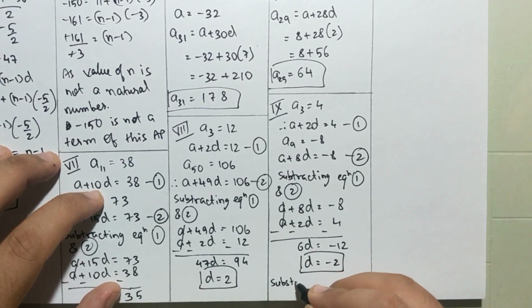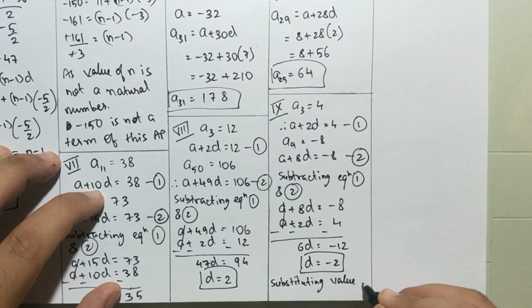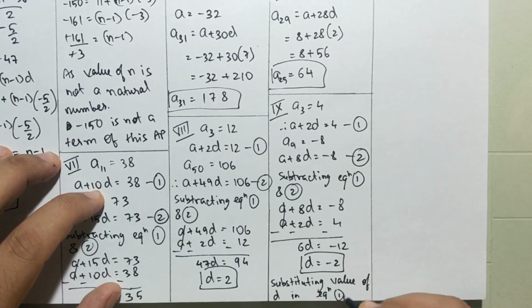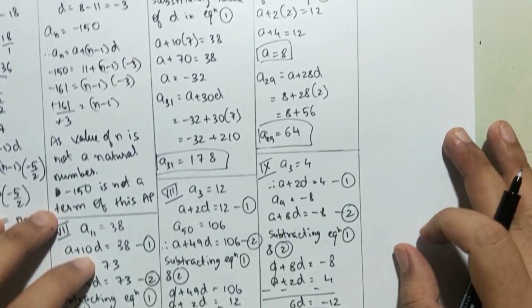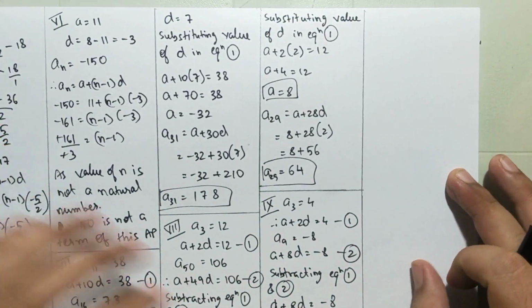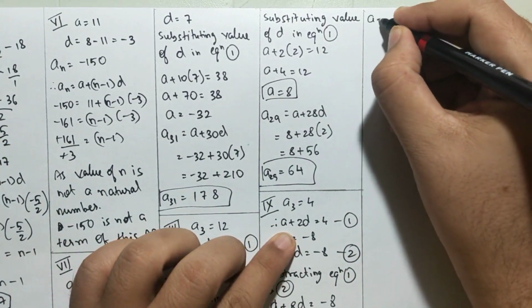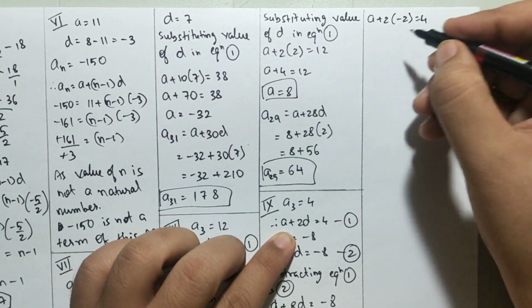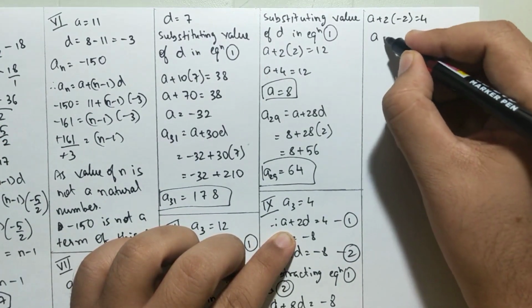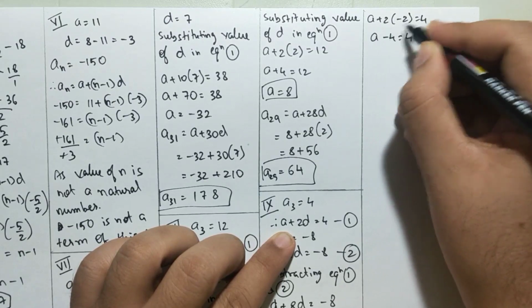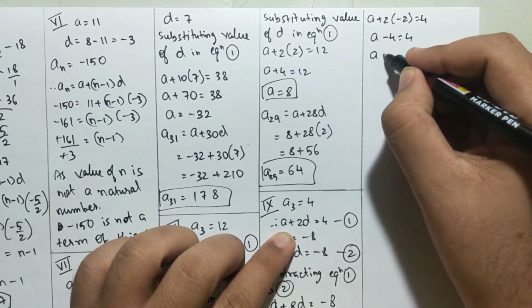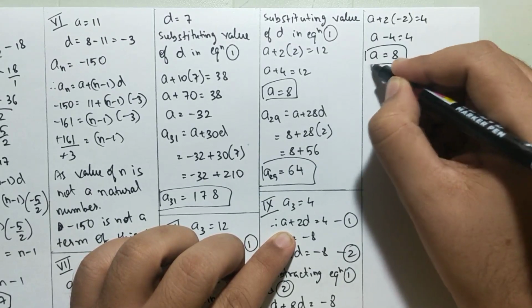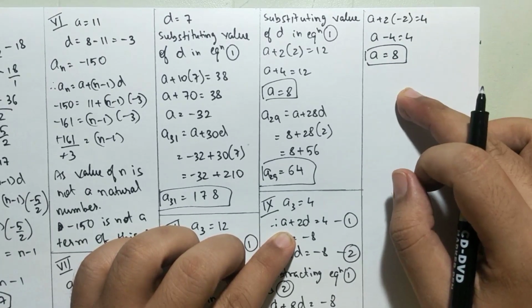Substituting the value of d in equation number 1, what would we get? a plus 2 multiplied by minus 2 equals 4. That is a minus 4 equals 4. This minus 4 will go that side, will get added. So a will be equal to 8. We got the first term, we got the common difference.